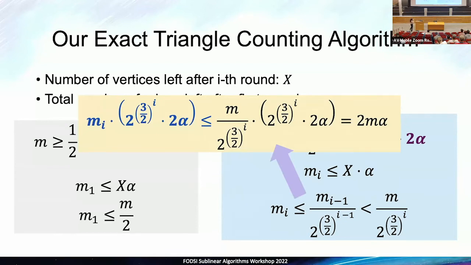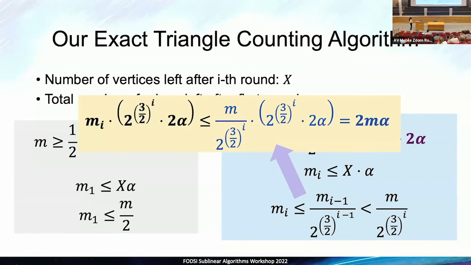So to get the space per machine, it would be MI times the bound on your degree when you remove the node. So that's what's shown on the left. So MI times your cutoff. And then you can substitute this expression you got for MI and do some simple simplification to get the bound of 2m alpha. So that proves that the total space you use is O of m alpha.